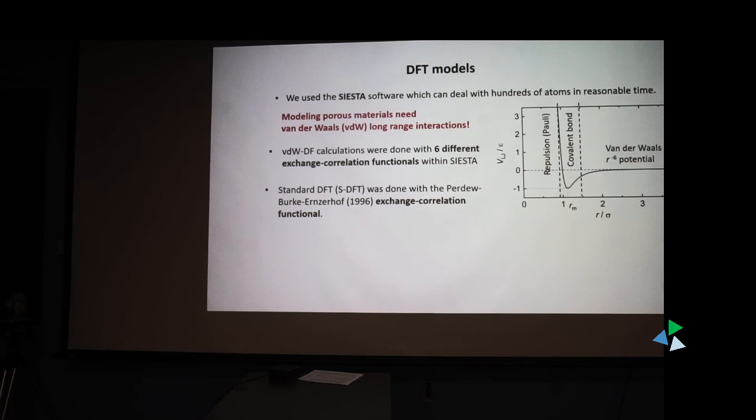Just to remind you, typically the interaction between two atoms goes like this. You have a repulsion region due to the Pauli principle. Then you have covalent bonds in the mid-range region. And then you have a long-range part which corresponds to the van der Waals interaction, and it goes as r to the power minus 6. The interaction potential goes like this.